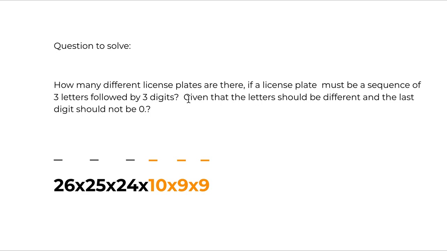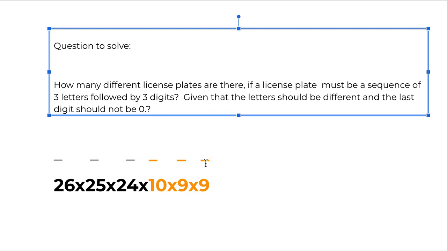What if the next condition is given that the letters should be different and the last digit should not be 0? Now here's a good case. It's 26, 25, 24 as the last one, but here we start from the last digit. That's 9. So this cannot be 0, so there are other 9 possibilities from 1 to 9, right? What about this one? This can take up 10 values, so it's actually 10 times 10 times 9, right?